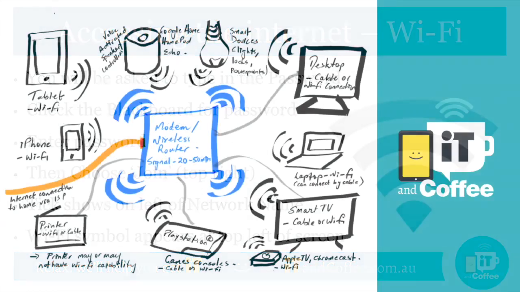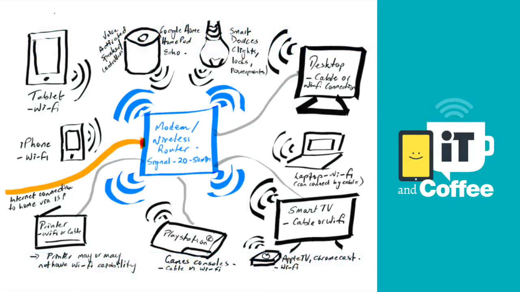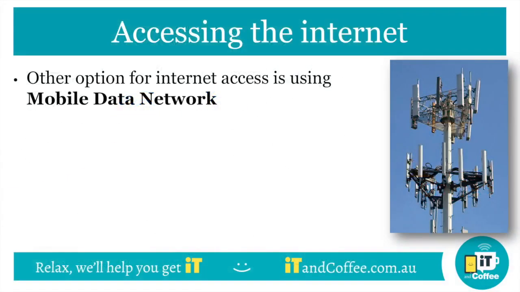We'll look in a separate video at how you can join a Wi-Fi network, the steps that you go through. But for now, let's concentrate on talking about the types of network that you can use to access the internet on your iPad and on your iPhone.